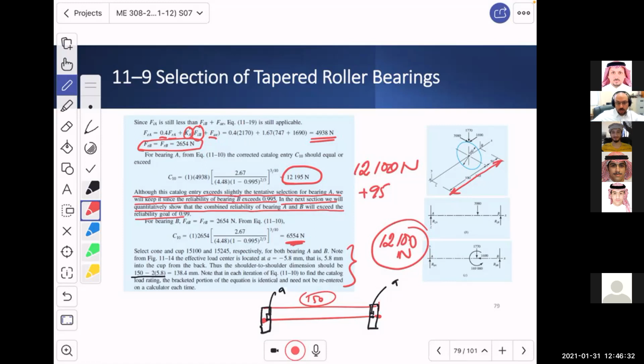For bearing B, the reliability will be higher. Why? Because you are using a high rated bearing for a low load situation. The load here is only 6,000, right? That's what we are saying here, while the load in here is 12,000, and we are still using the same bearing. Do you get that? So what happens? It says that the overall reliability, because of bearing B, will increase and it will be okay. We will see this in the next class. So for next class, you will know everything in reality.